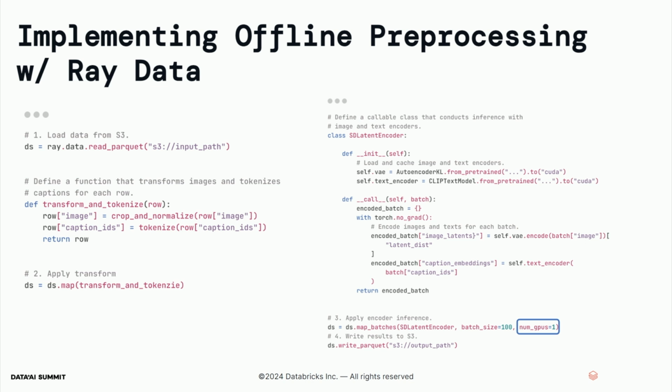And more importantly, you may notice that we can set num_gpus to 1 for this map_batches operator. So basically, this will tell Ray Data that each task of this operator will use 1 GPU. In the previous operator, we didn't set that, so by default it will use 1 CPU. And lastly, we use this write_parquet function to write the data back to S3. So with a few lines of code, we can easily implement this pipeline with Ray Data.